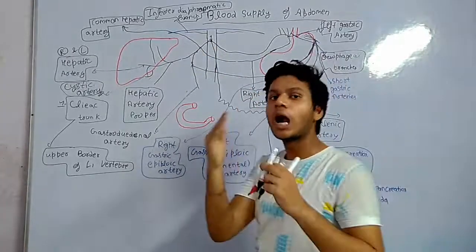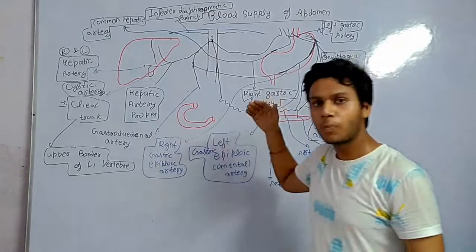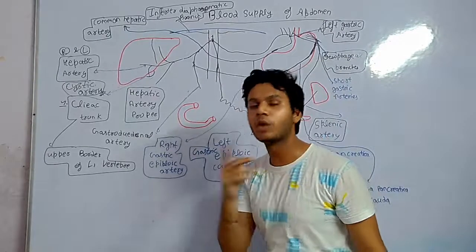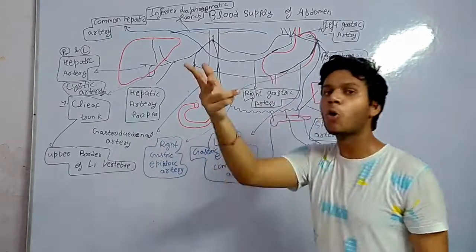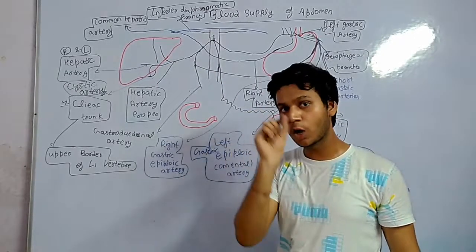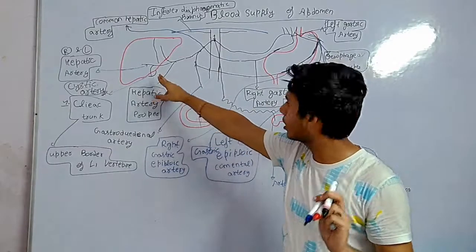First, the hepatic artery proper and the gastroduodenal artery. The hepatic artery proper goes towards the liver and divides into two: right hepatic artery and left hepatic artery, and goes into the right and left lobes of the liver. Then the right hepatic artery gives a branch to the gallbladder called the cystic artery. This is the course of the hepatic artery proper.